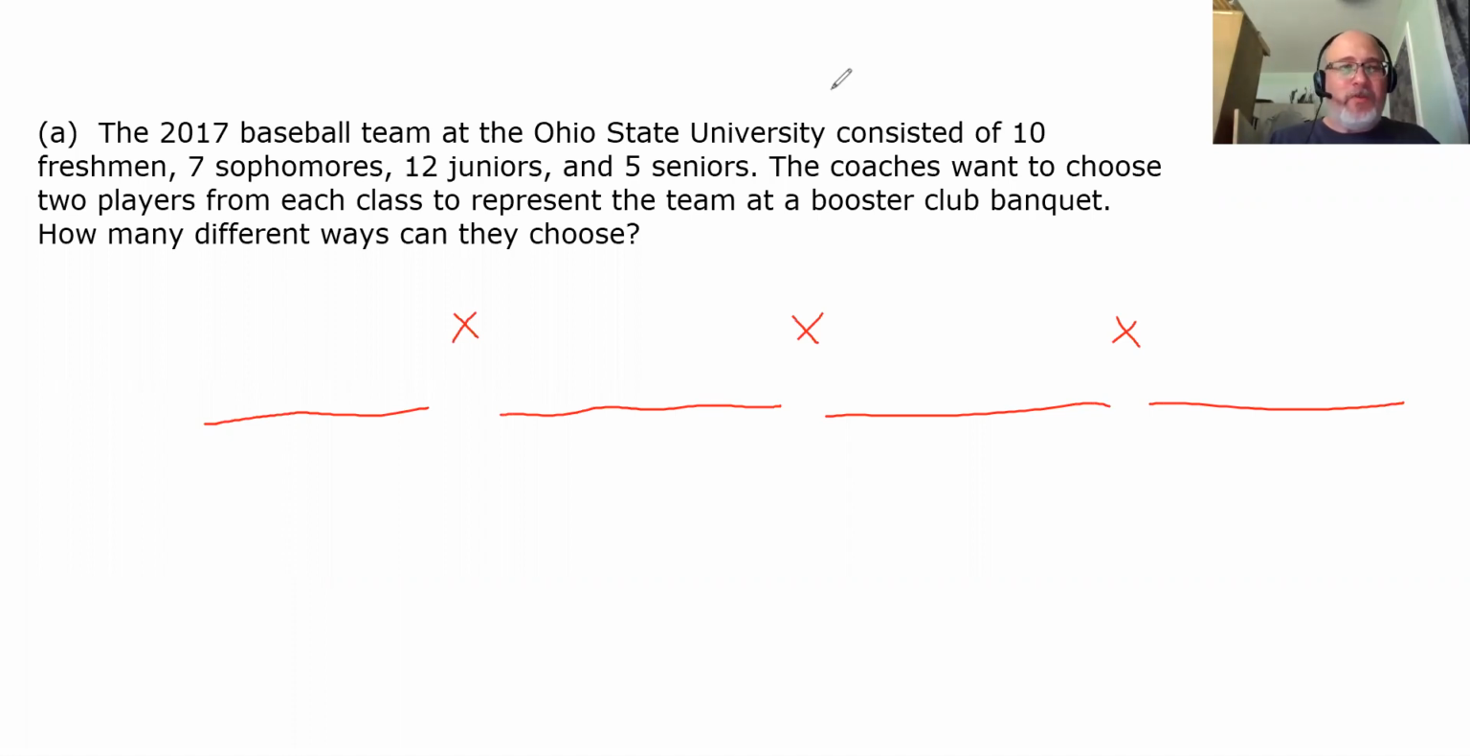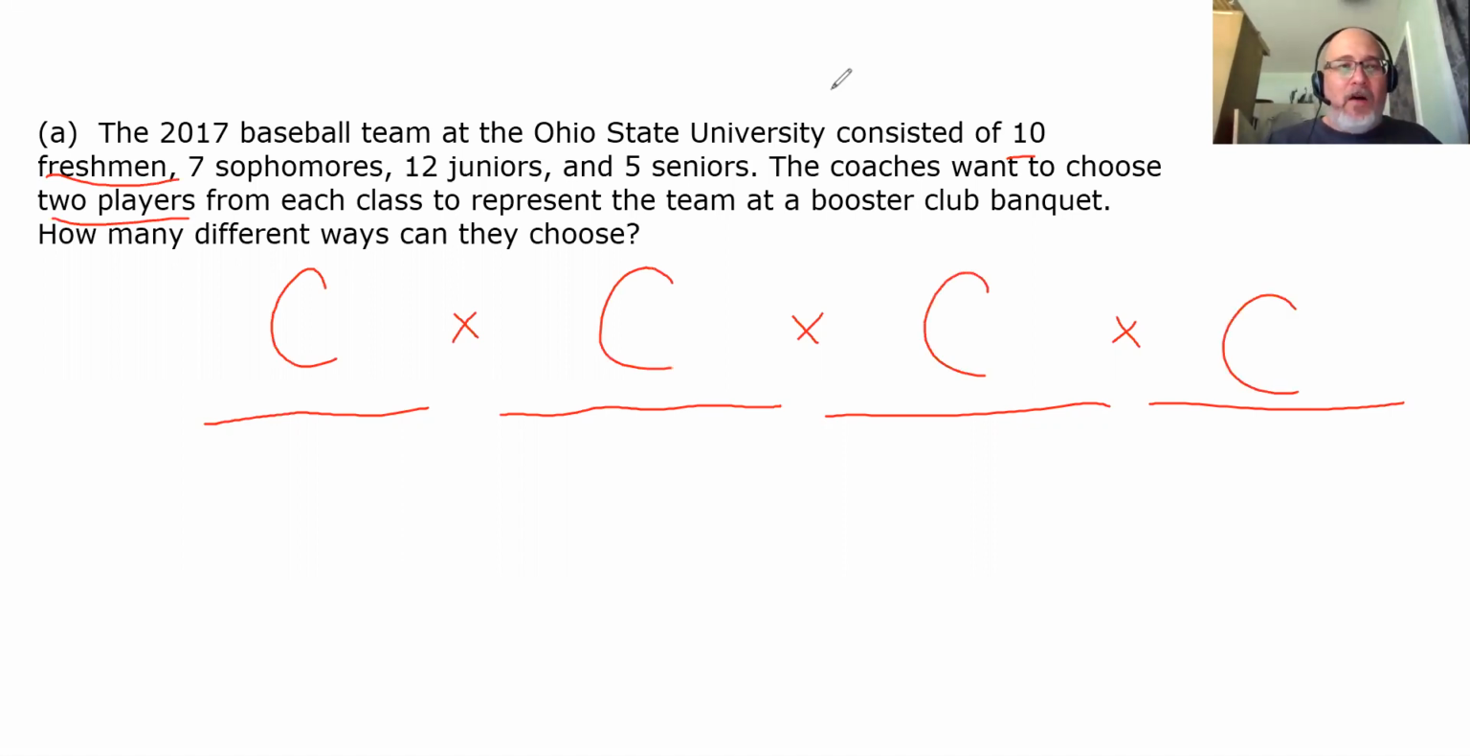Let's start with the freshmen. There are 10 freshmen, and they want to choose 2. If they're going to send them to this booster club banquet, does it matter what order they choose them in? It does not. If they choose freshman Joe and freshman Bill, then it would be the same as if they chose freshman Bill and freshman Joe. So since the order they choose the 2 freshmen doesn't matter, it is a combination. And similarly, all of these will be combinations.